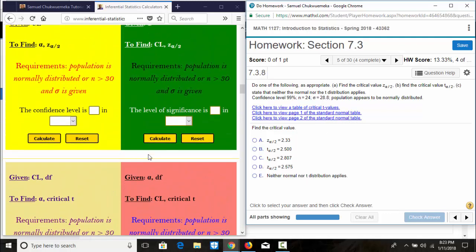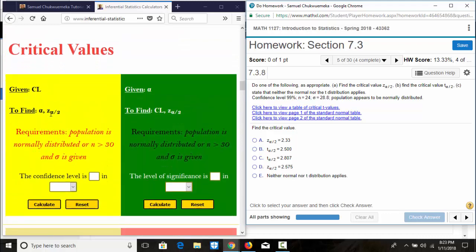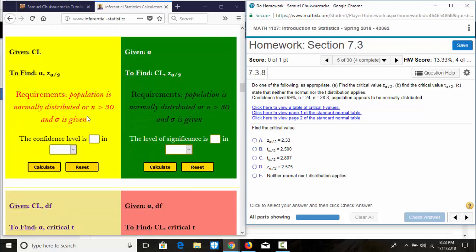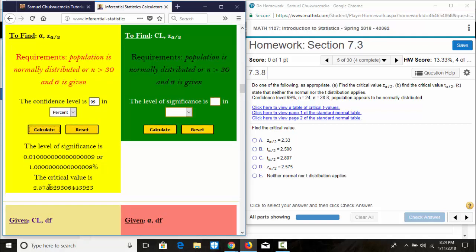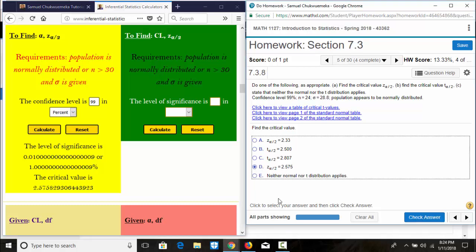So you just scroll up, critical Z, Z alpha over 2. They gave us the confidence level, so we use this one. The confidence level is 99%. Select percent and press calculate. So the critical Z is 2.576. That's the critical Z. Here it is 2.575. We select this critical Z.